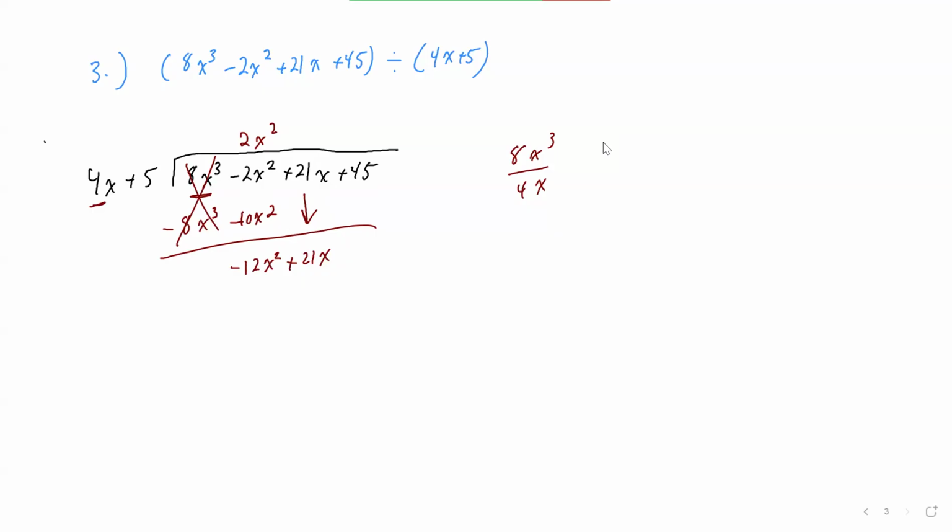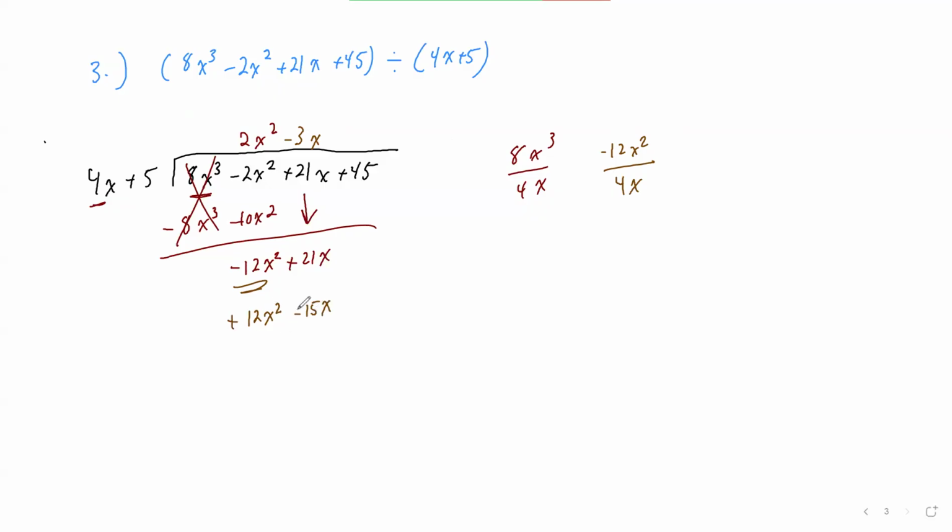So then I now have 21x divided by 4x. No, not 21. Looking at the wrong number. Negative 12x squared divided by 4x. So negative 12 divided by 4 gives me negative 3, and then x squared divided by x gives me x. Then I would multiply, so negative 3x times 4x is negative 12x squared. Negative 3x times 5 is negative 15x.